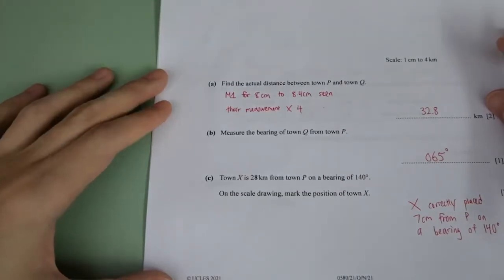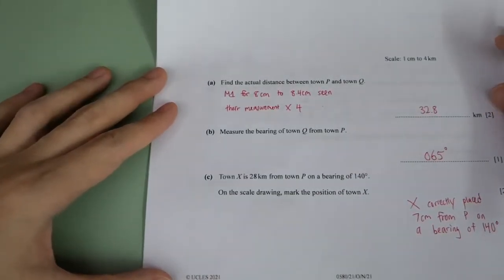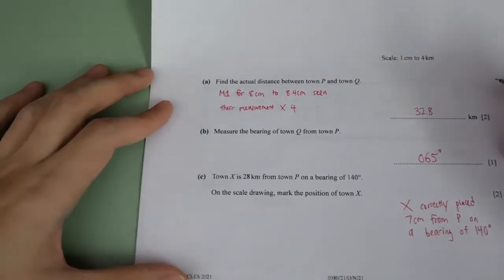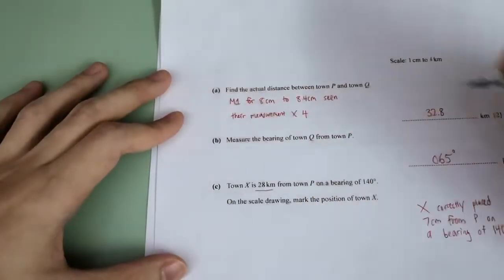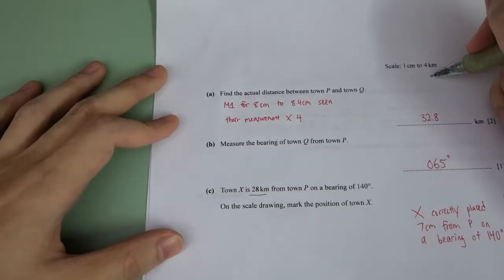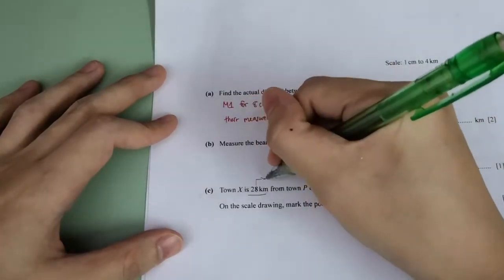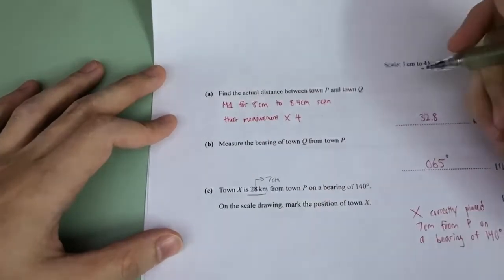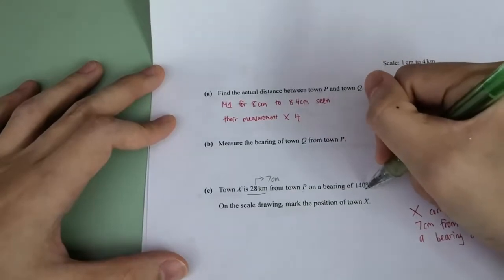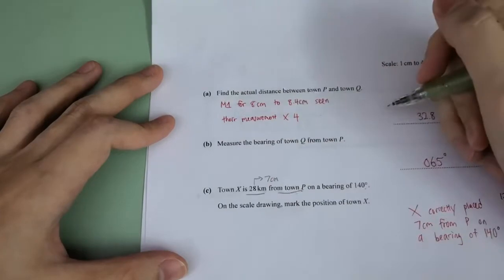Question C. Town X is 28 km from town P on a bearing of 140 degree. On the scale drawing, mark the position of X, and it's going to be 2 marks, right? So first thing is to understand this information. Using the scale of 1 centimeter to 4 kilometer, right, you will understand that this actually have to divide it by 4. Then you will need to draw 7 centimeter. Okay, you need to draw 7 centimeter from P. Next thing is to aim for 140 degree from town P. Always remember the keyword from town P.